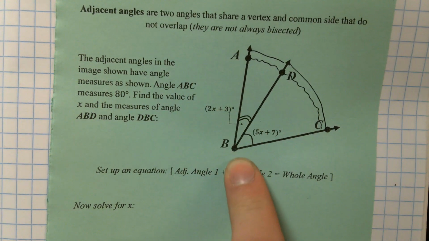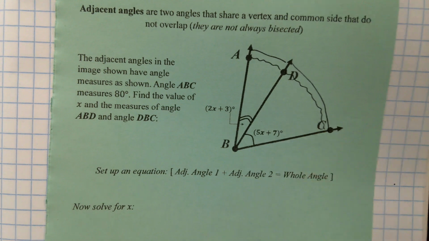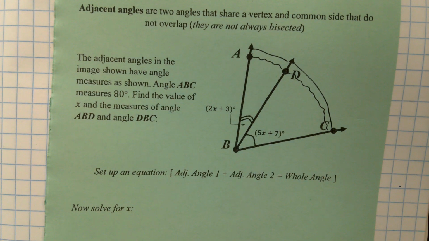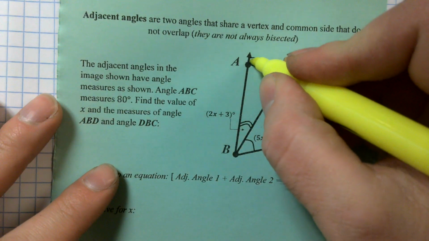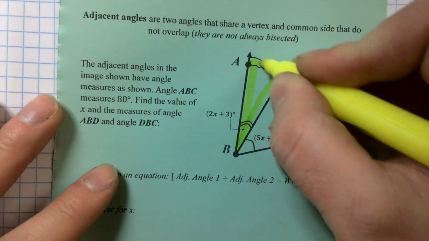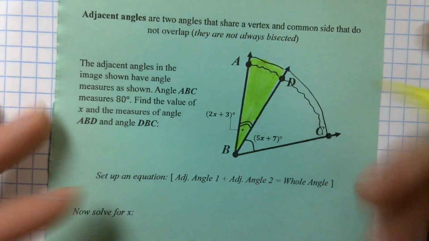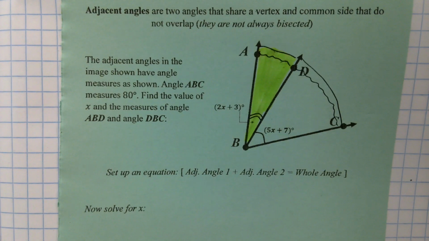So we've got two angles here. Technically we have three. We've got the big one and then the two adjacent ones that make up the big one, right? So one of the angles that we have is ABD. I'm going to color in ABD in yellow. That's this slice of pizza right there.